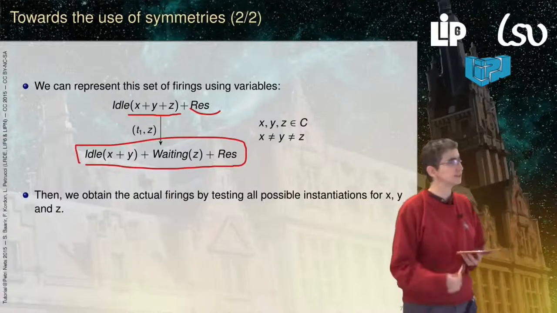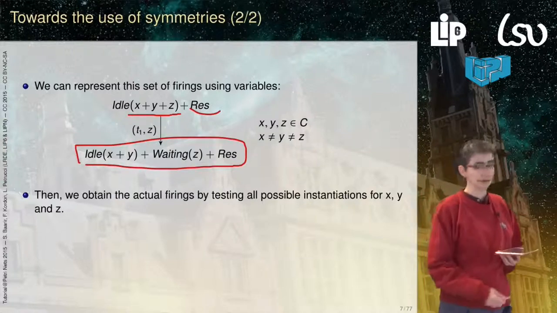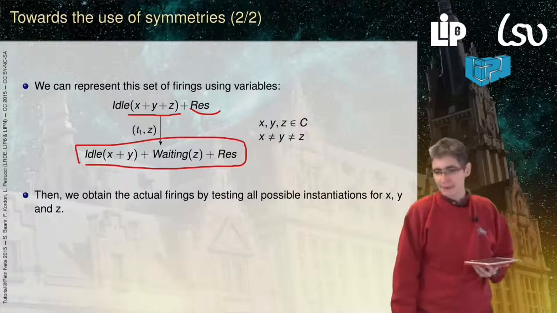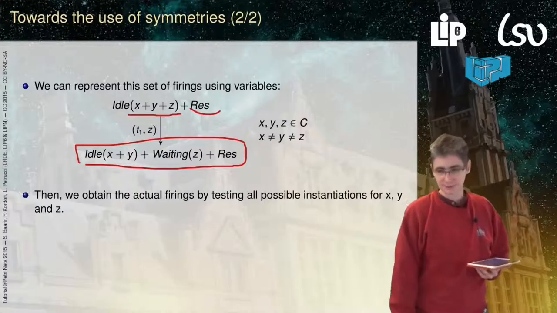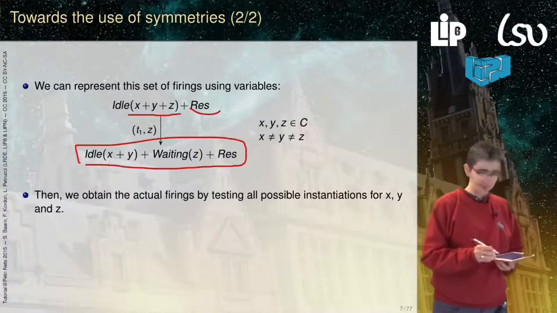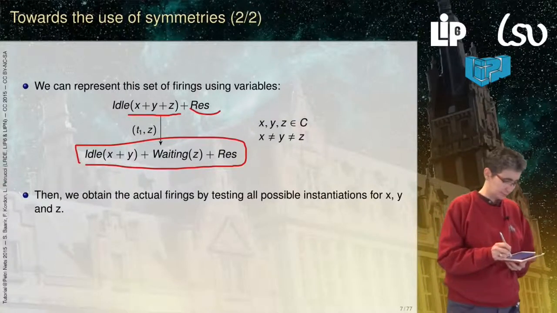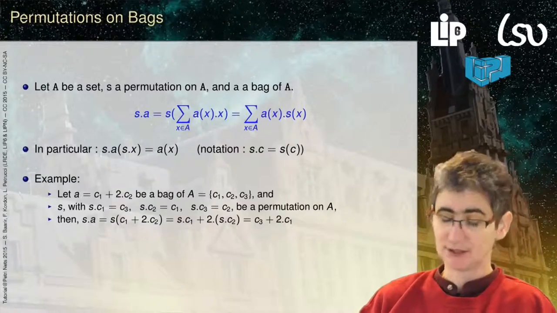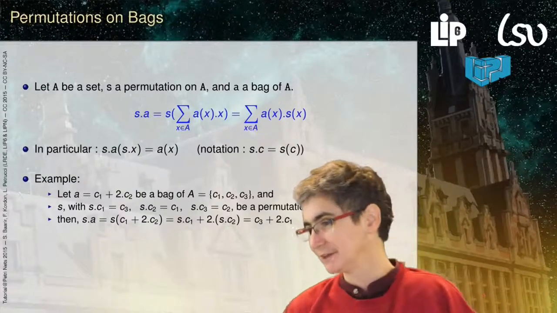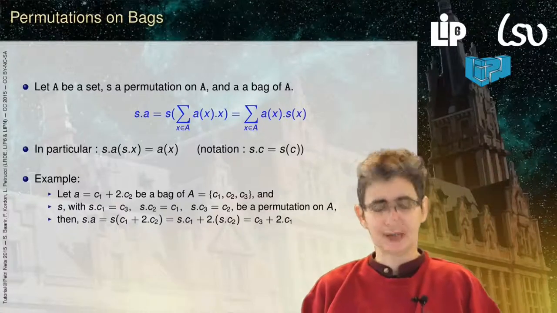And you can see that whatever the value of x, y, and z, you can apply this thing. Then we obtain the actual firings by testing all possible instantiations of the variables x, y, and z. Okay, so now let's consider permutations on bags.